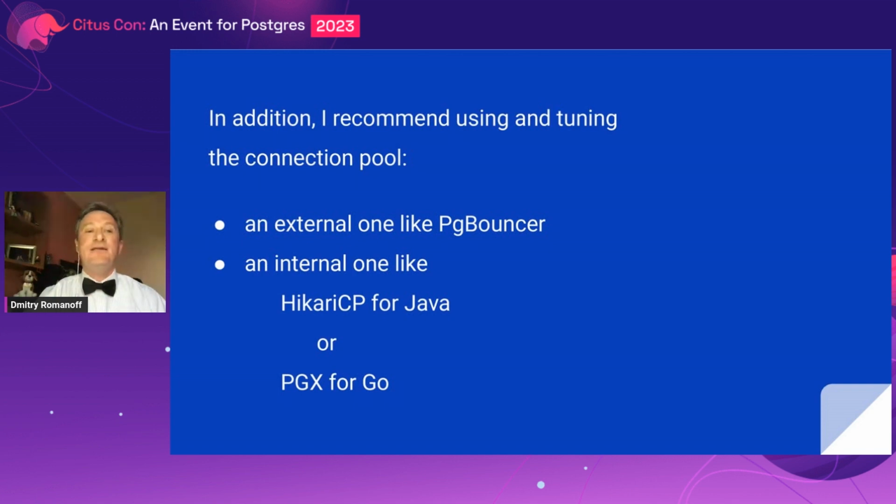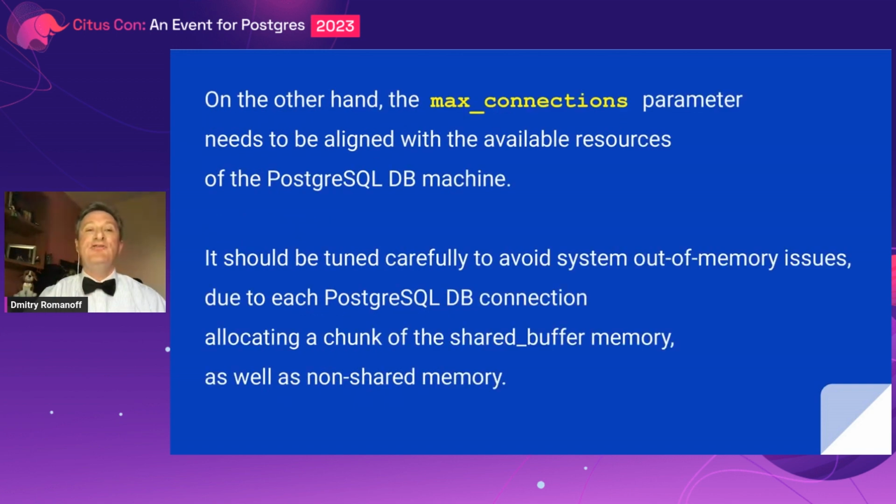On the other hand, the max connections parameter needs to be aligned with the available resources of the Postgres database machine. It should be tuned carefully to avoid system out-of-memory issues, due to each Postgres database connection allocating a chunk of the shared memory as well as non-shared memory.